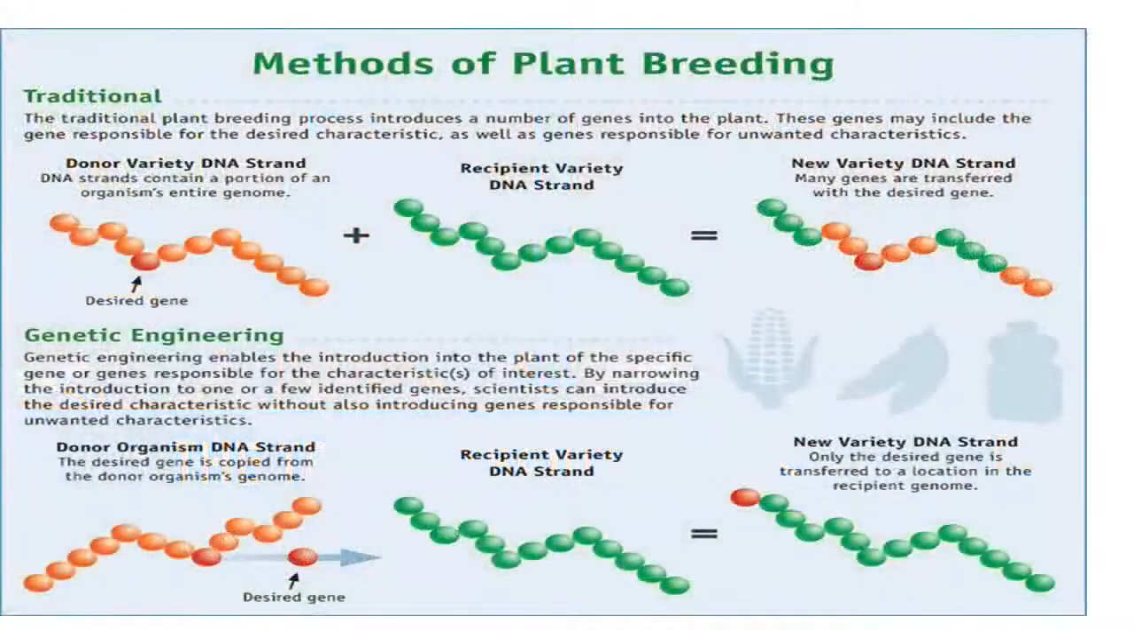I would like you to look at the two methods. The traditional plant breeding process introduces a number of genes into the plant. These genes may include genes responsible for the desired characteristic you want, if you want it to be bigger or resistant, but you would also take with them the genes responsible for an unwanted characteristic too. So when they combine the two, the new variety strain, that is the traditional method which we used to do most of the time.